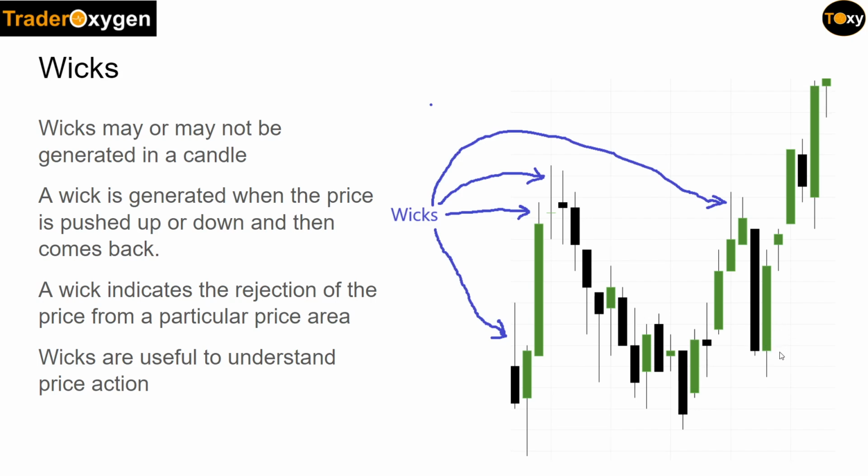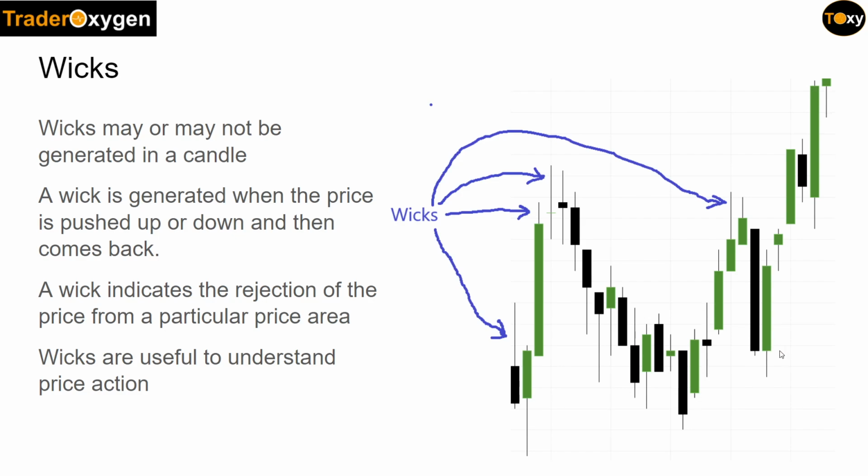That means the price has started at the open price, gone down and come back, then gone up to the high price and come back. So when the price opens and goes down, between the open and the low, it forms a wick. And then between the high and the close, it forms a wick. Same in bearish candles. Wicks are formed when the price is pushed up or down and then comes back.